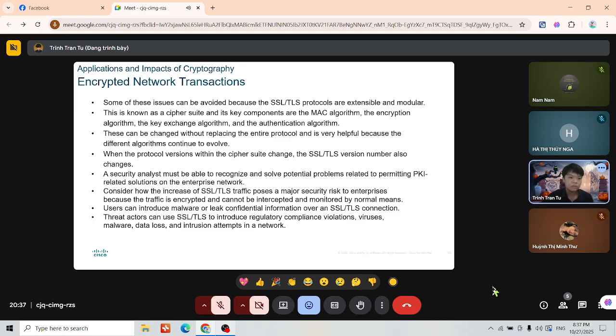2. When discussing encrypted transactions, SSL/TLS is the most common security protocol today. It's modular and flexible, allowing changes to the algorithm, encryption, integrity check, key exchange, and authentication without redesigning the protocol. However, encryption also introduces challenges. Traditional security systems can't inspect encrypted traffic.